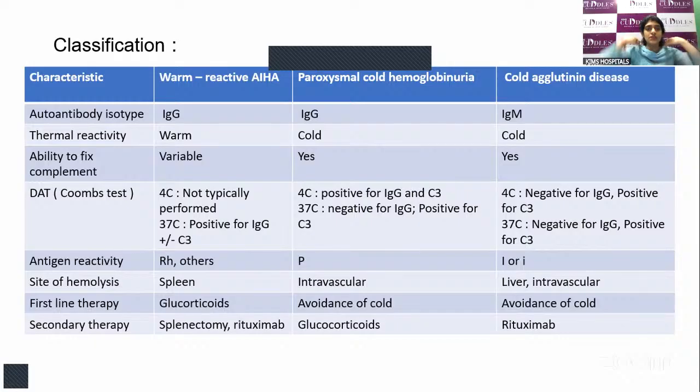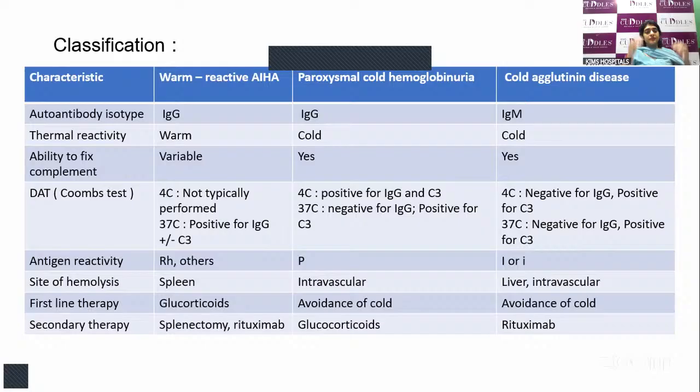When I'm saying warm and cold, when you do a DAT test, at 4 degrees centigrade it's not typically performed, but at 37 degrees centigrade it comes positive for IgG, with or without complement C3. In PCH, at 4 degrees centigrade it is positive for IgG and C3, and at 37 degrees centigrade it's negative for IgG and positive for C3. And in the table, you can see at 4 degrees centigrade for cold agglutinin disease, it's negative for IgG and positive for C3. And at 37 degrees centigrade, it's negative for IgG and positive for C3.